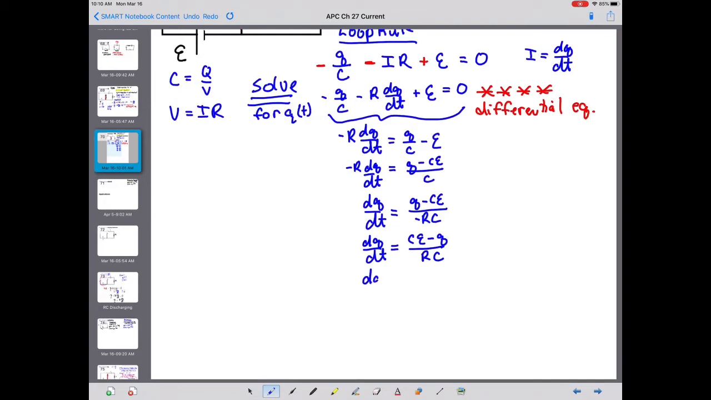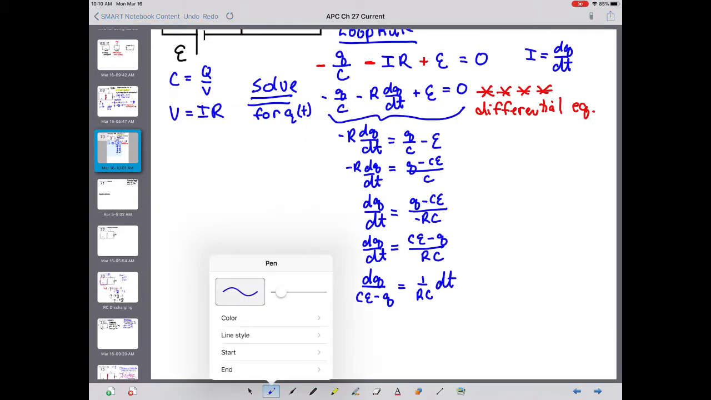I'm going to flip-flop, keep the dq on this side, and move the C EMF minus Q over to the other side. Then I have 1 over RC left on that side, and I'll move the dt over here. So basically I've cross-multiplied, or partially cross-multiplied, to be able to do that. Now, all the Q's are on one side, and everything else I could possibly move is over on the other side. So we are ready to integrate here.